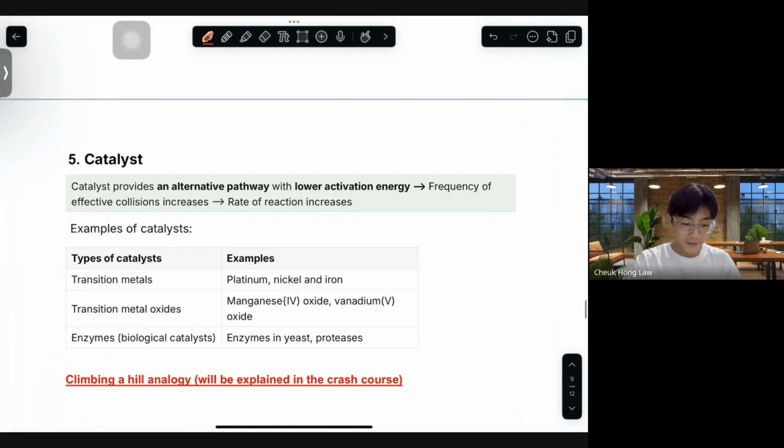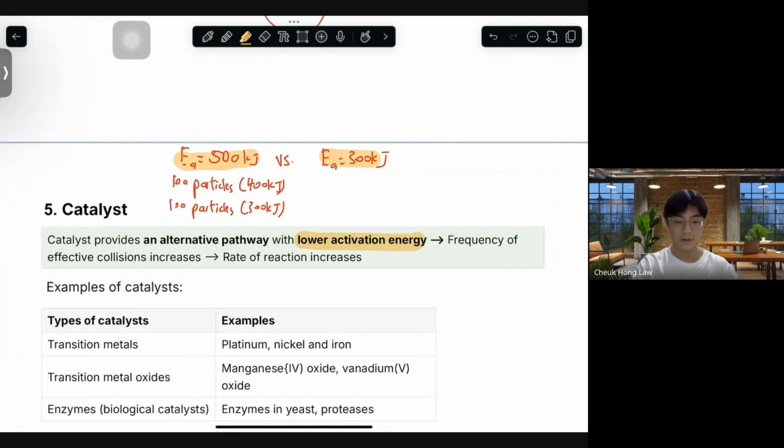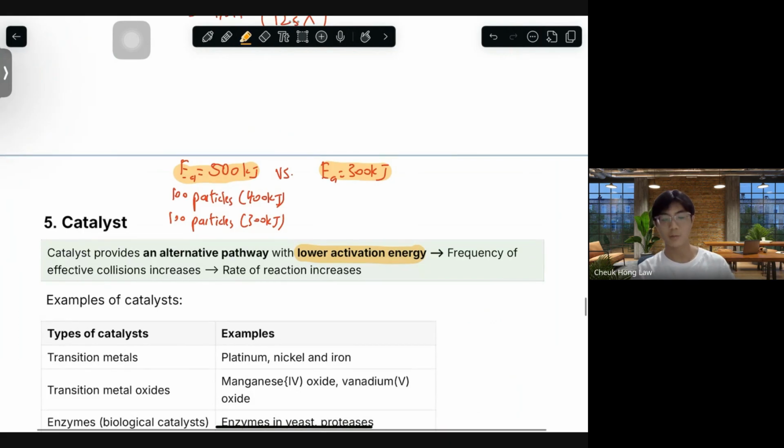Okay, let's move on to the last factor, which is catalyst. First we need to understand what a catalyst does. A catalyst provides an alternative pathway with lower activation energy. If there's lower activation energy, the frequency of effective collisions increases. Let me give you these examples. Why does lower activation energy mean there is a higher frequency of effective collisions?